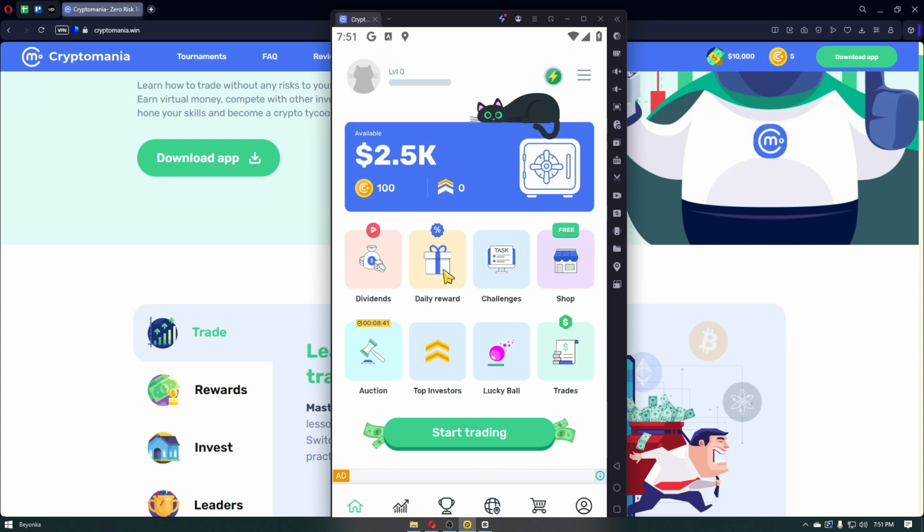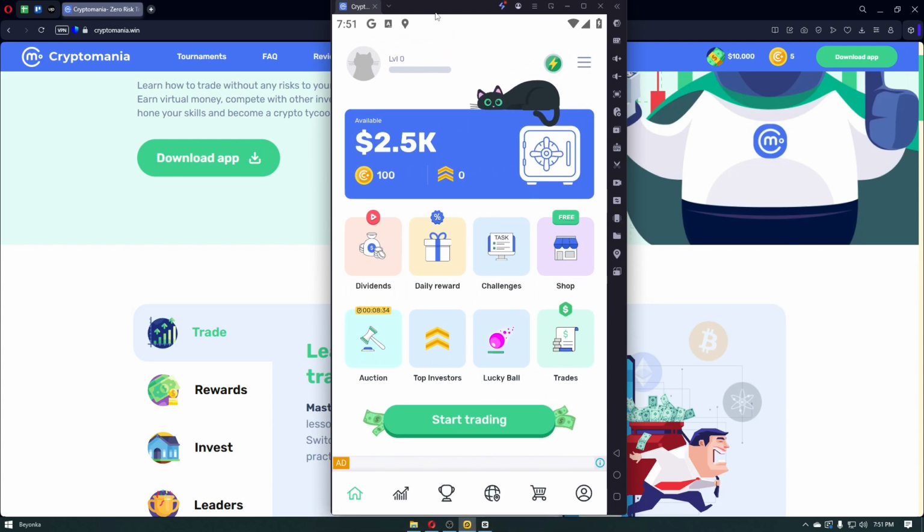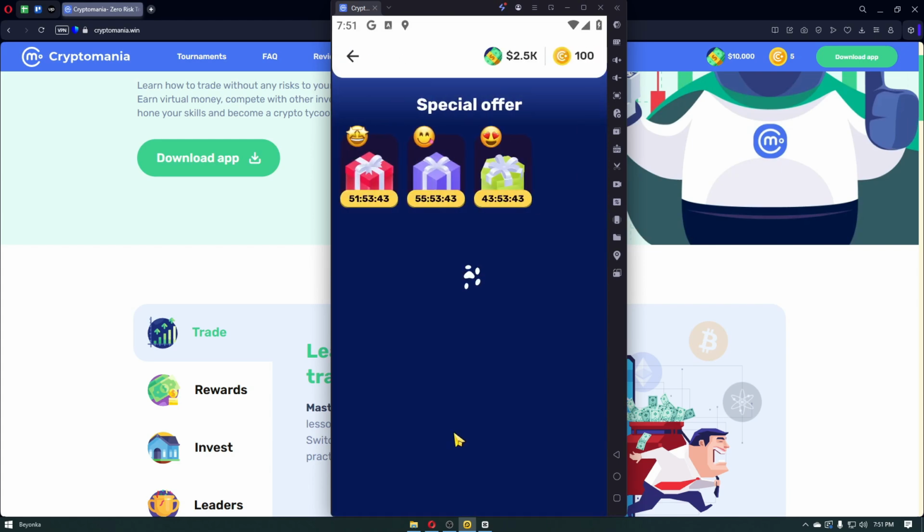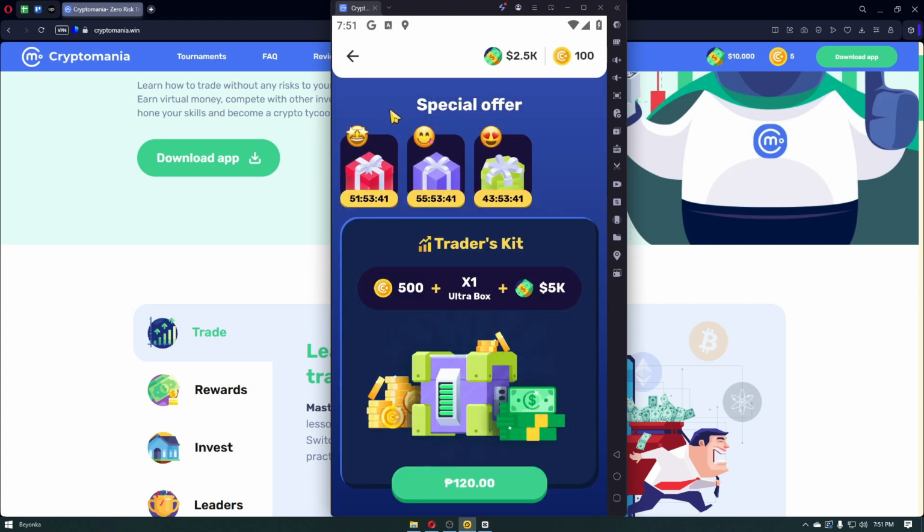Once again, there are daily rewards and challenges that you can check. This is basically just a game for trading on your mobile devices. There are leaderboards, you have the card right here, and more.